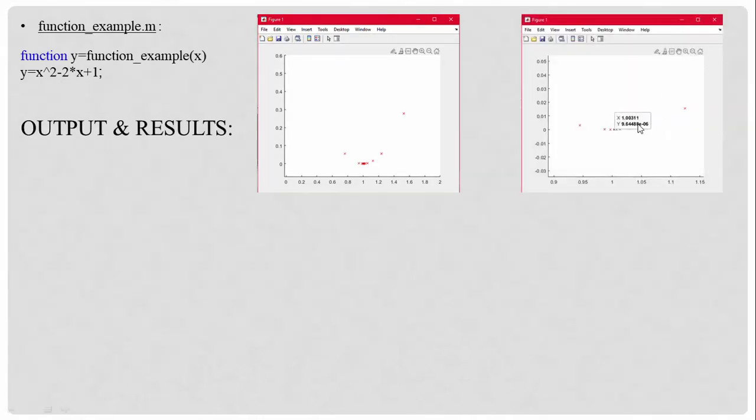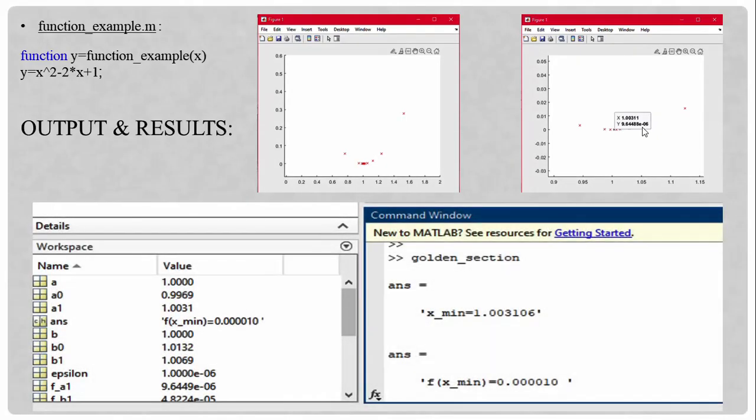Zooming in, according to the graph which we plotted, the minimum value is present at 1.003, and the minimum value is 9 into 10 power minus 6. This is nothing but 0.000 and so on 9. So here we can see the minimum values. X minimum equals 1.003, which means our minimizer is 1.003.